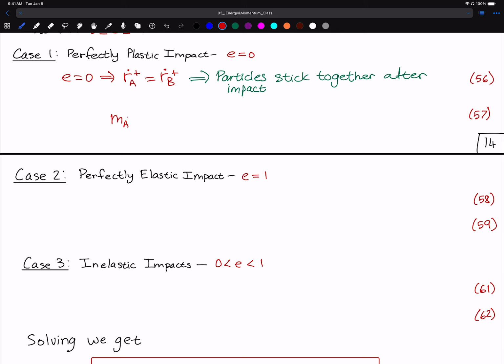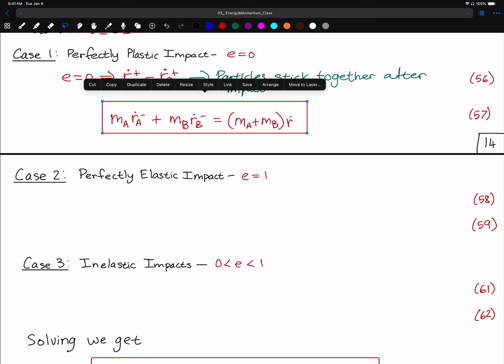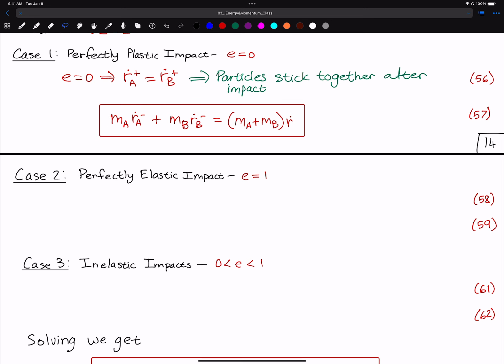And then from here, what you can go and show is that MA RA dot minus plus MB RB dot minus is equal to the quantity MA plus MB multiplied by a single velocity vector R dot. And that's exactly what happened with the package and the cart. Okay, so that's what we get for perfectly plastic.